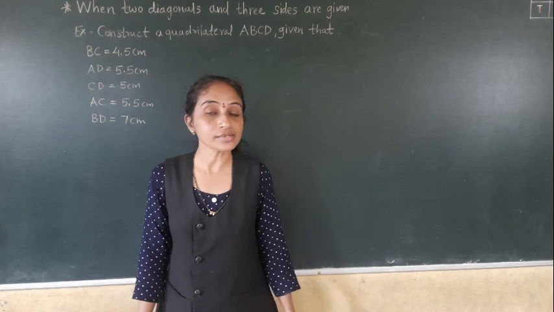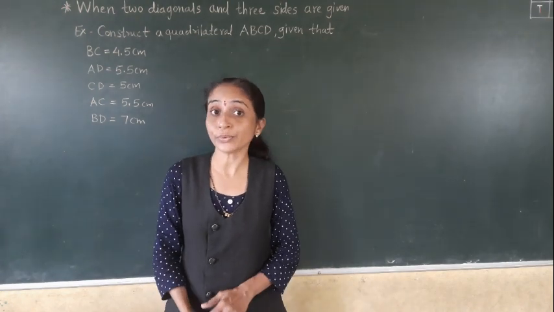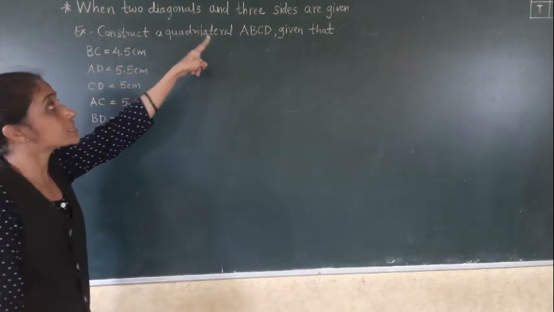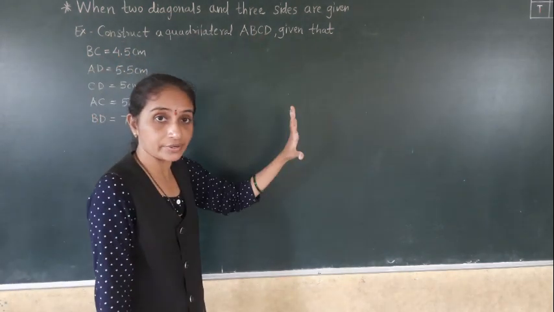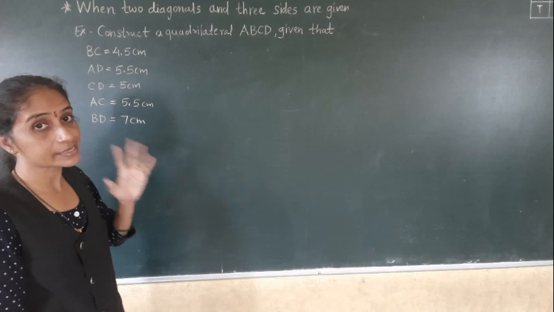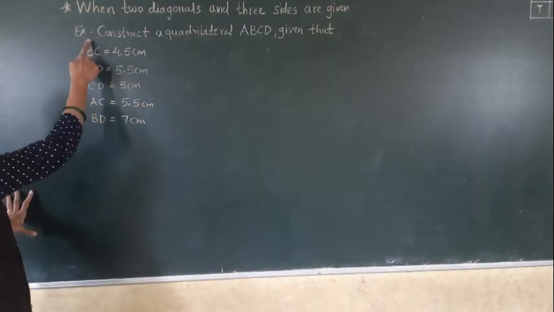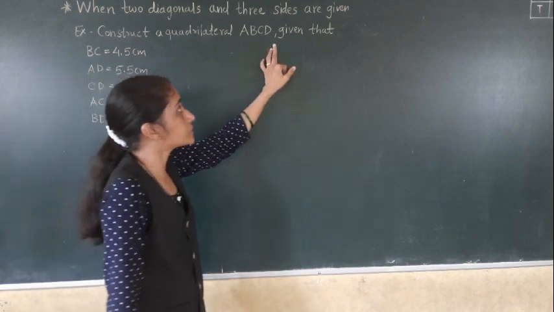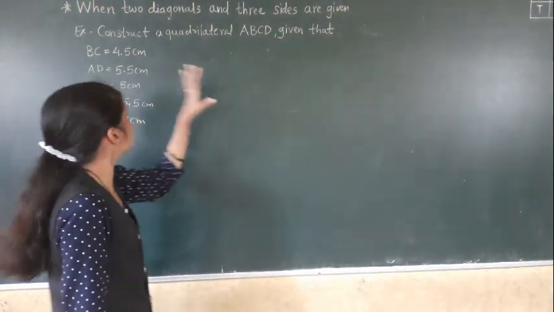Good morning students. Let's learn today to construct a quadrilateral where two diagonals and three sides are given. Now first example, construct a quadrilateral ABCD given that what is given?